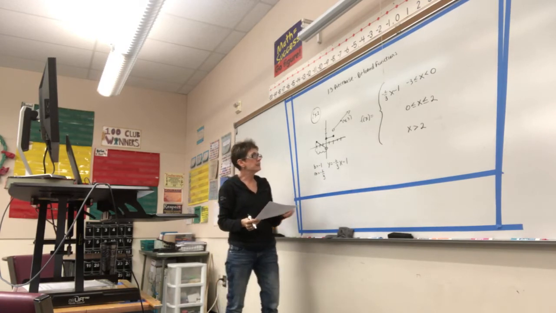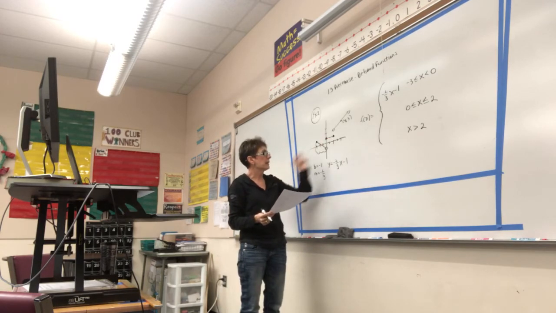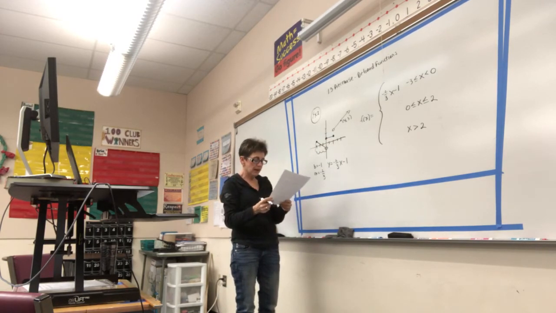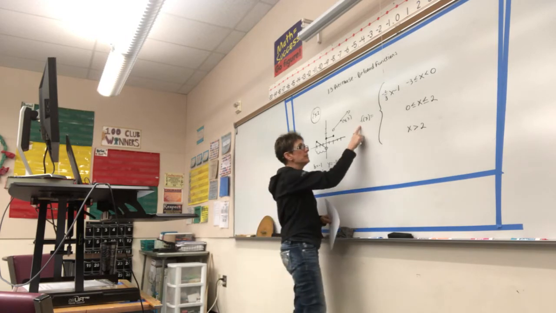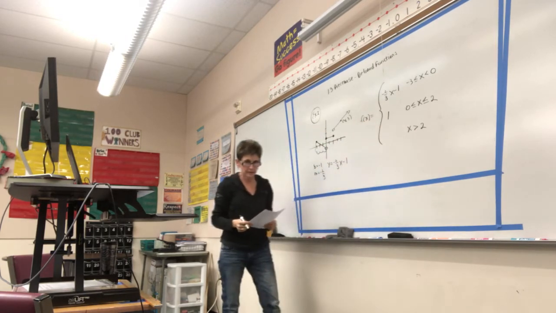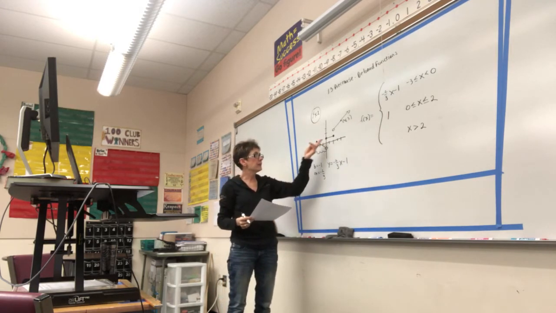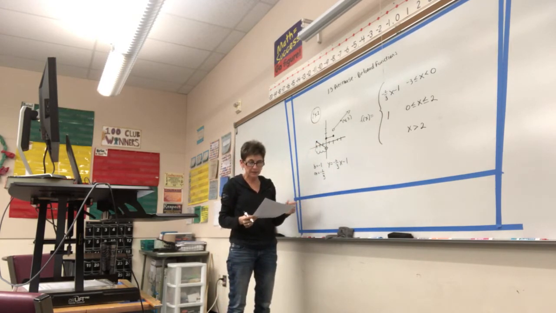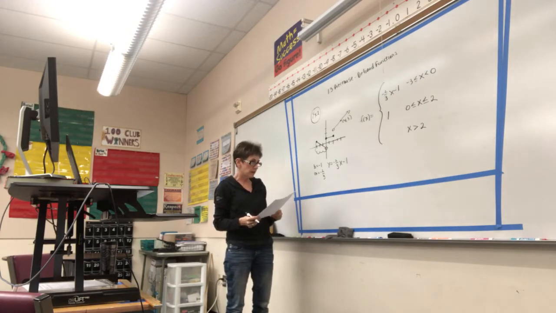Now, the next piece is this piece right here. That is simply the line y equals 1. So this is our y equals, and we just write 1 there. This line right here, this horizontal line segment, is where y is always 1.